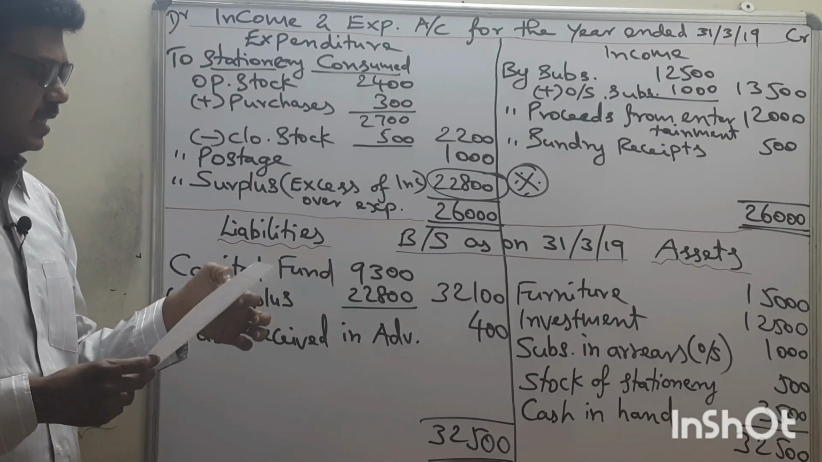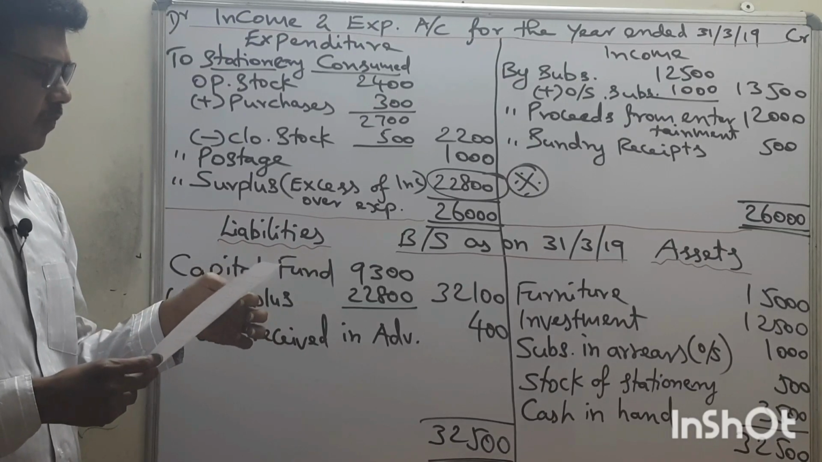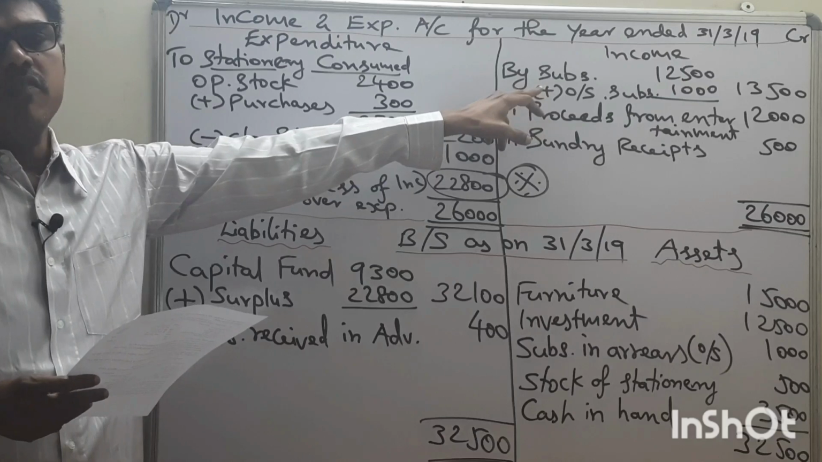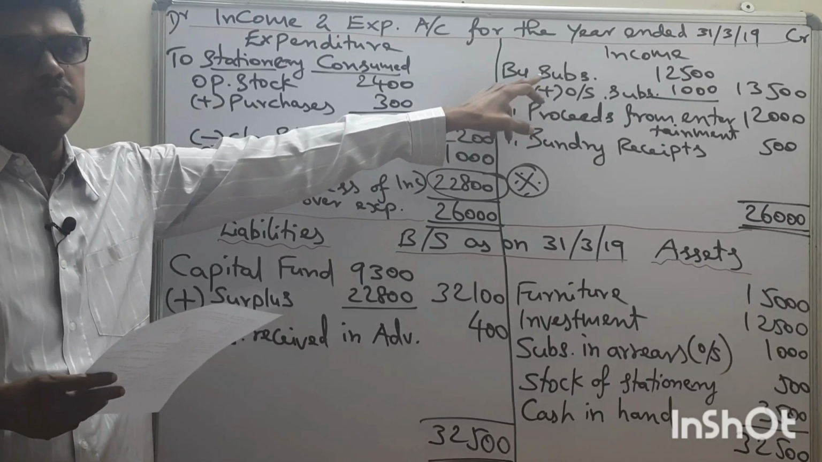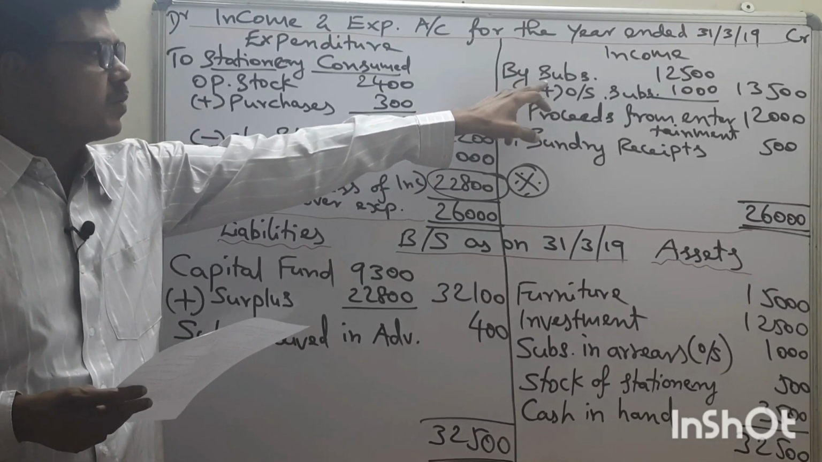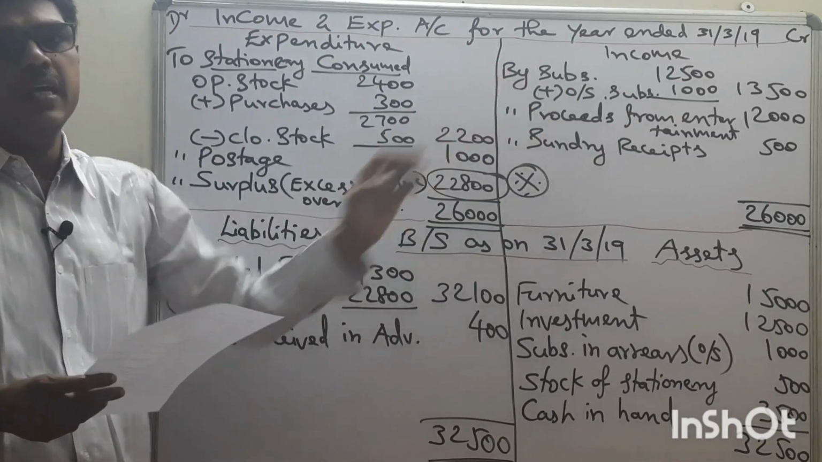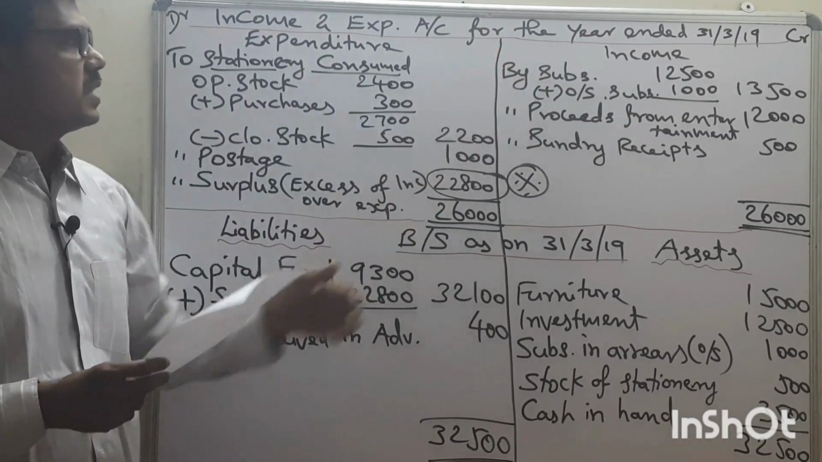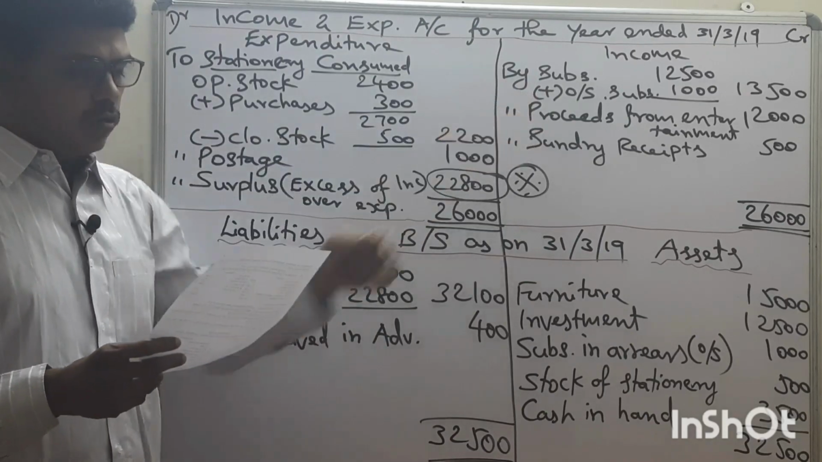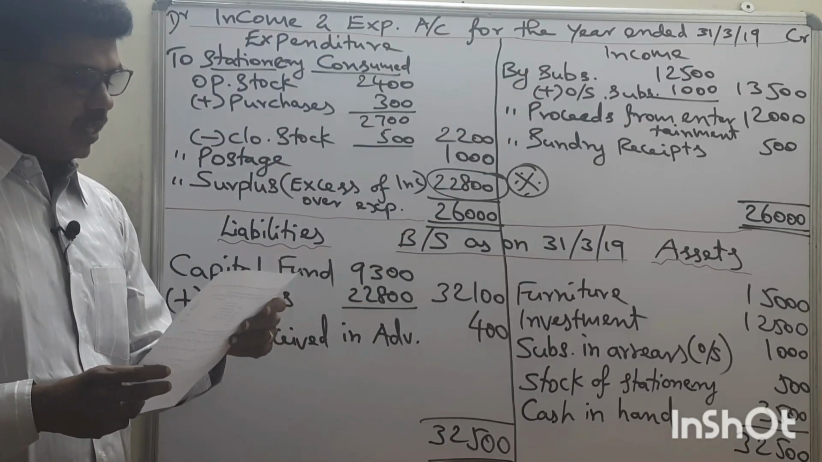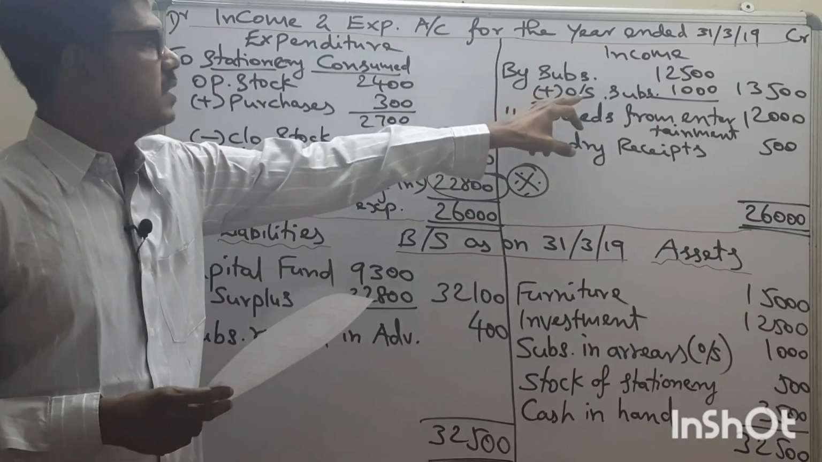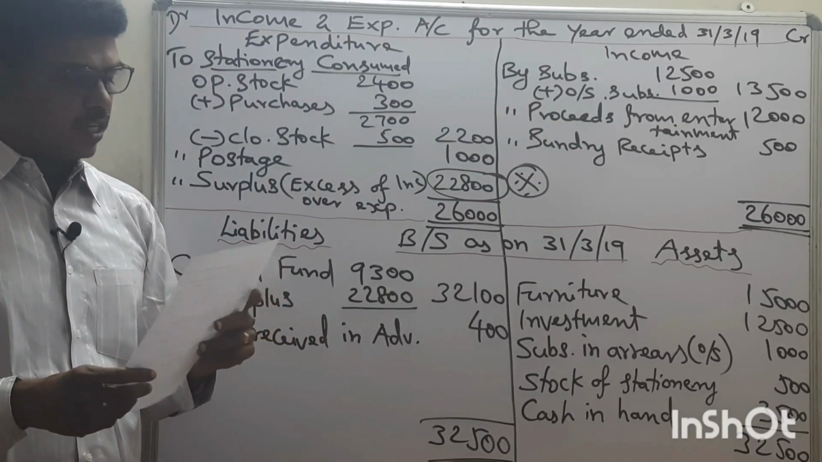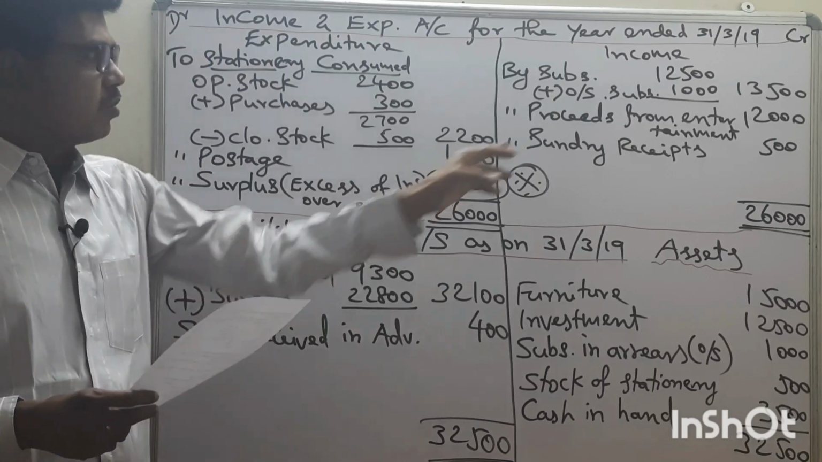In the receipt side, they have given subscription. Subscription is the core income of a not-for-profit organization. This will appear in the credit side or income side of the income and expenditure account. They have given 12,500. Then we should see whether there is anything even below the subscription, for 18-19, 12,500.